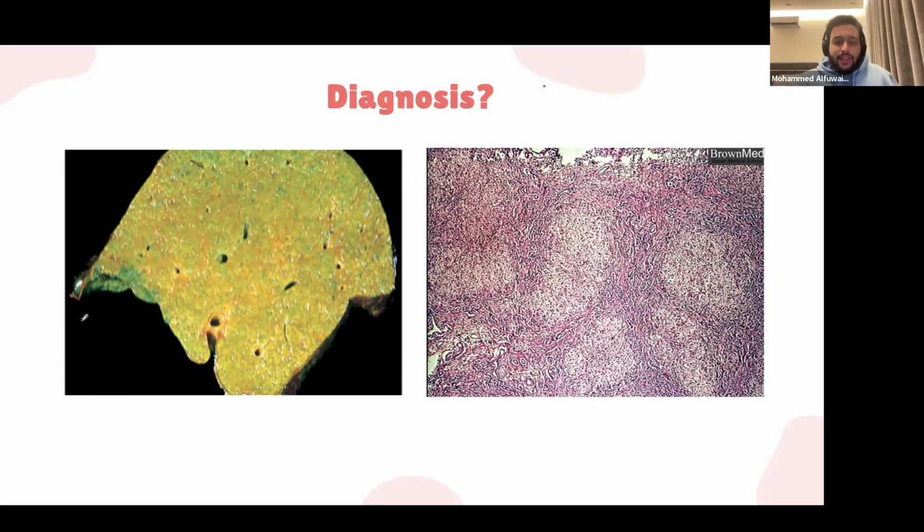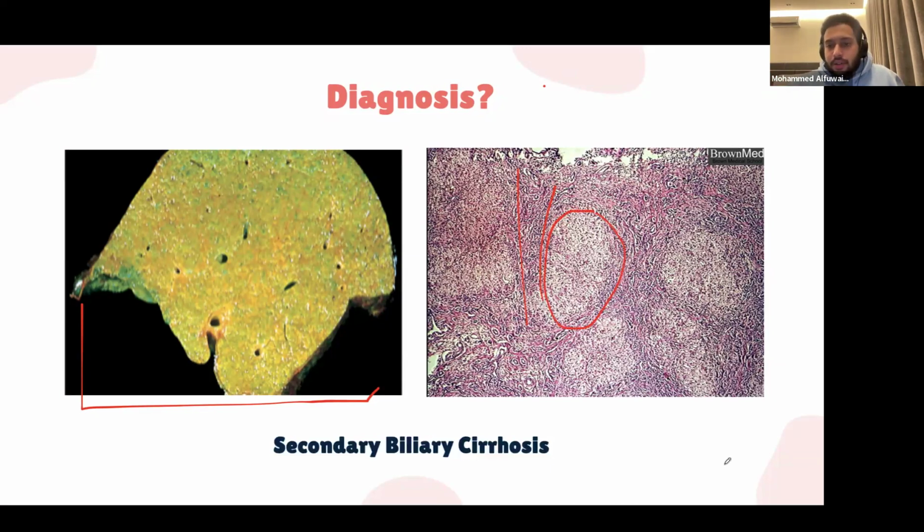Grossly, it will present as this yellow-green liver, which is because of the bile stasis in the liver. And then you'll have this, which is cirrhosis. Okay? You can see the fibrous band and then these regenerative nodules. Okay? This is secondary biliary cirrhosis, the more common type of biliary cirrhosis, because of secondary causes. So how do you manage this patient? You treat the secondary causes.